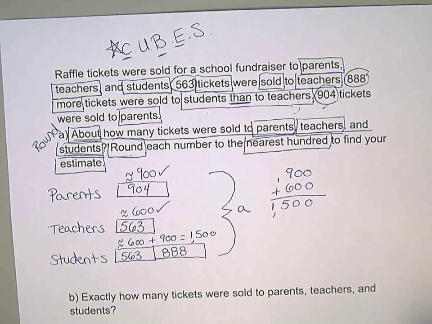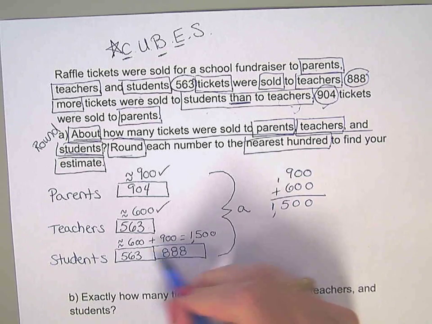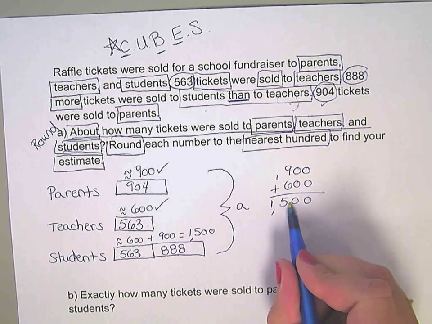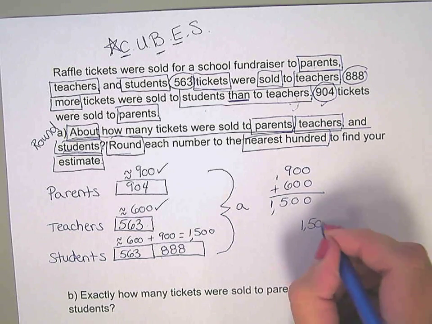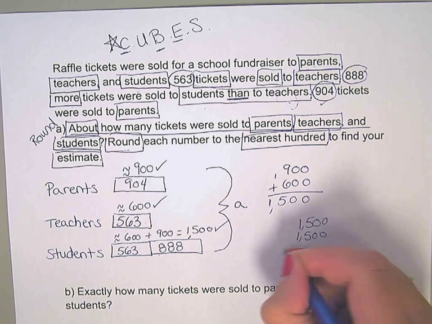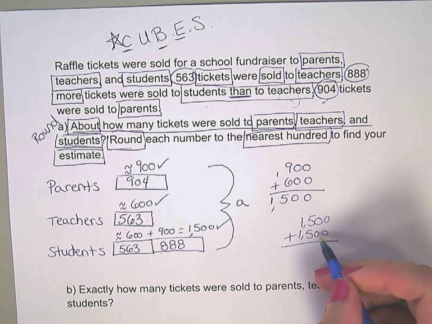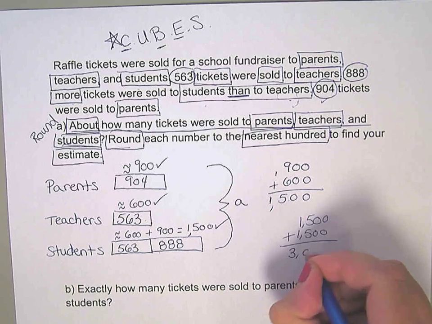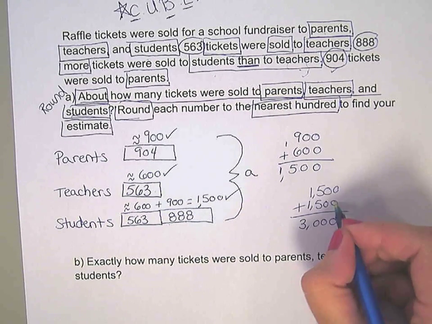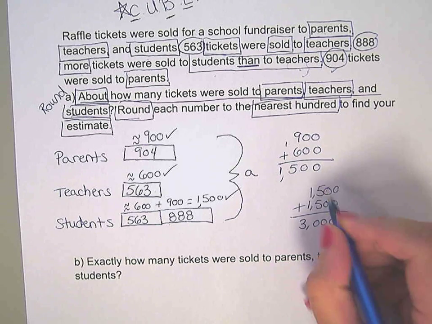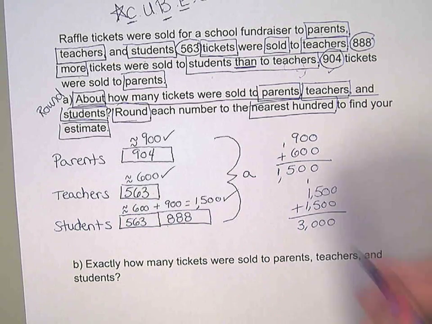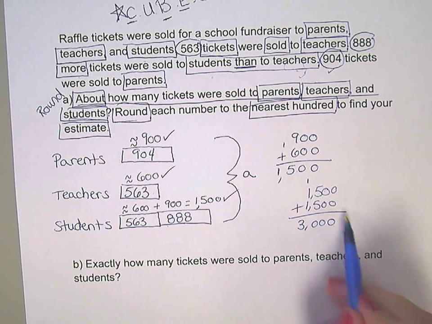Am I done? No, I still have one more. Students. We rounded this one off to 1,500. So I'm going to add 1,500 to my other 1,500. Well, that's really easy in my brain. I just think about 1.5 plus 1.5. That's 3,000. Okay? If you need to see the algorithm, 0 and 0 is 0. 0 and 0 is 0. 5 plus 5 is 10. Carry the 1. 1 plus 1 plus 1 is 3. Okay? So now I have 3,000.